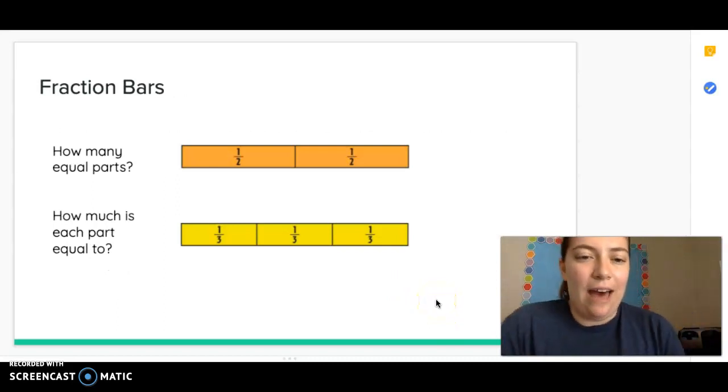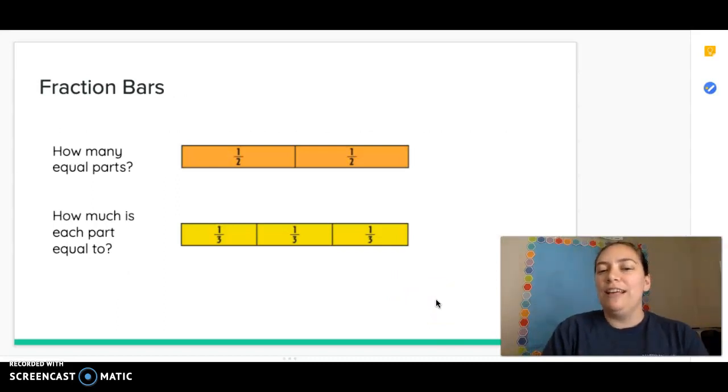Now, on your assignment after this, you are going to have a question kind of like this. It's going to give you a fraction bar. This is my half fraction bar. How many equal parts? It's going to ask you. Well, there are 2 parts, right? This whole fraction bar was split into 2 parts. But then it will ask you, how much is each part equal to? Well, let's look at this one part. What is one part of this? Well, that's equal to a half. So you would put 1 divided by 2.